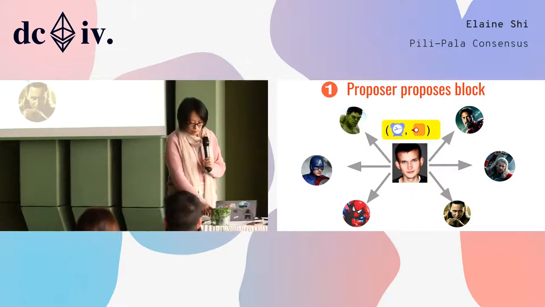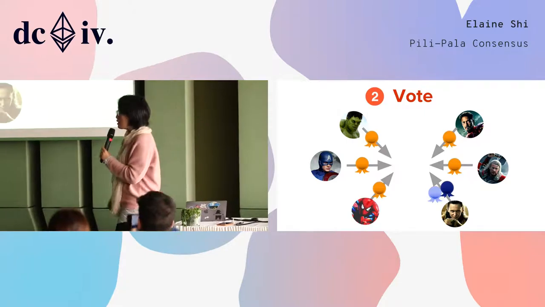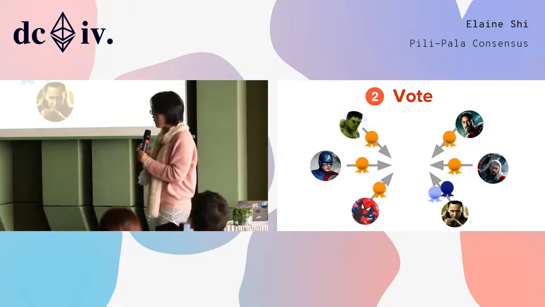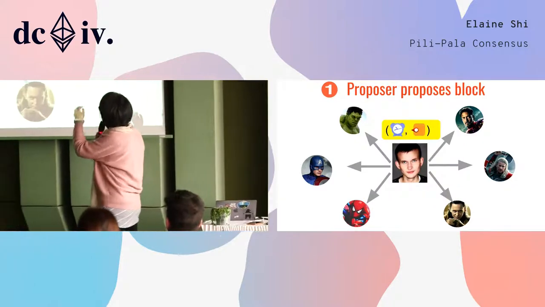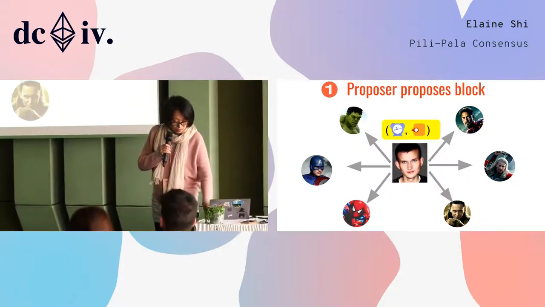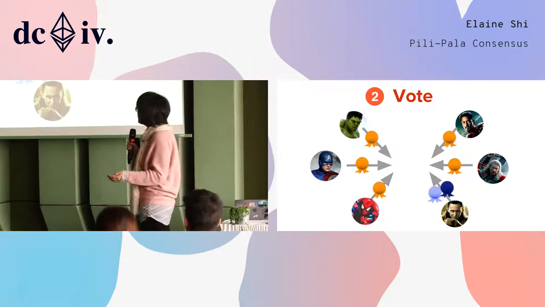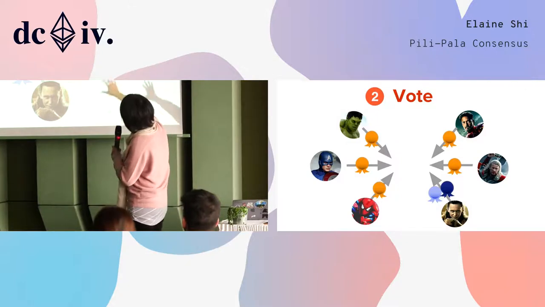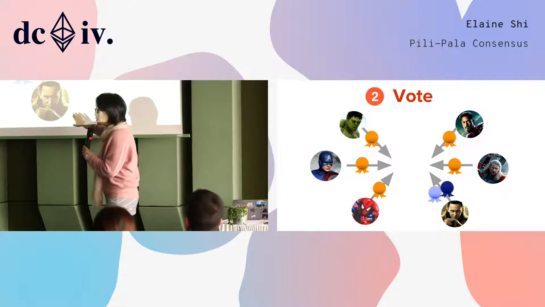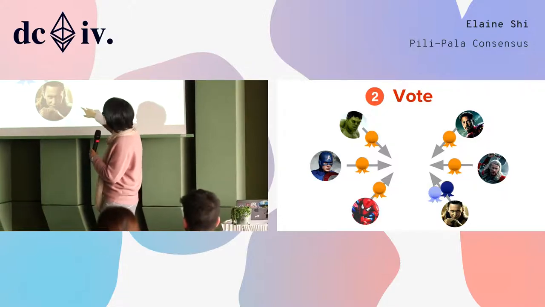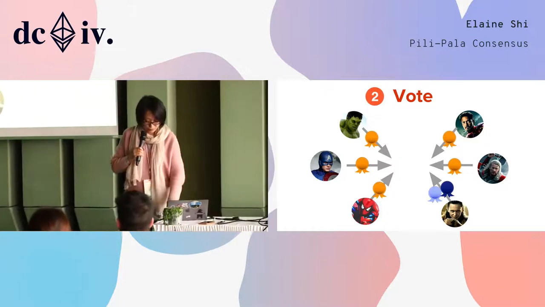Now when the voters receive the proposal, they are going to vote on the proposal. In this case, Vitalik proposed an orange block. If you are honest, you are going to vote on exactly the proposal you have received. So almost everyone casts an orange vote, except for Loki. Loki is corrupt, and instead of voting honestly, he voted for 2 blue blocks.